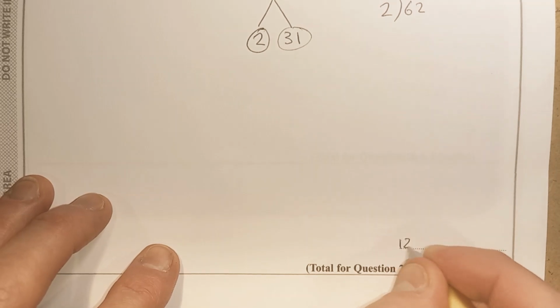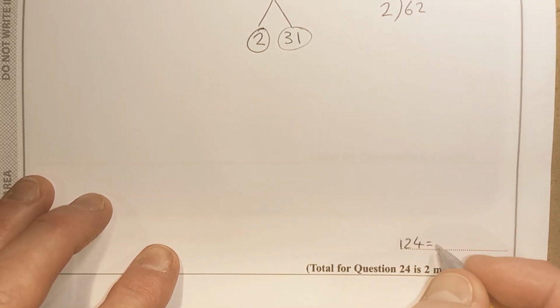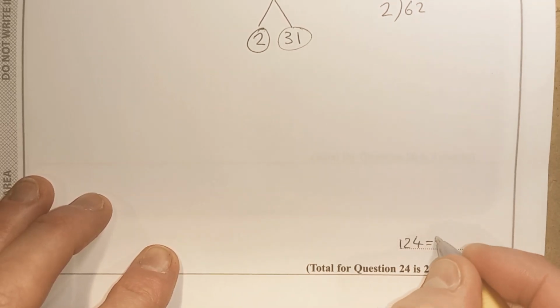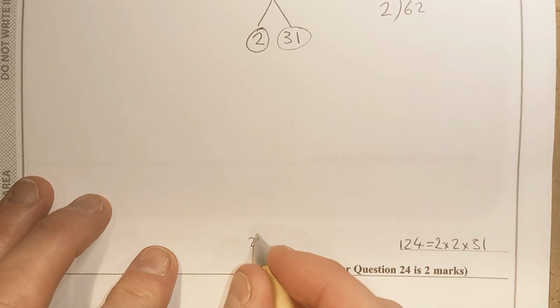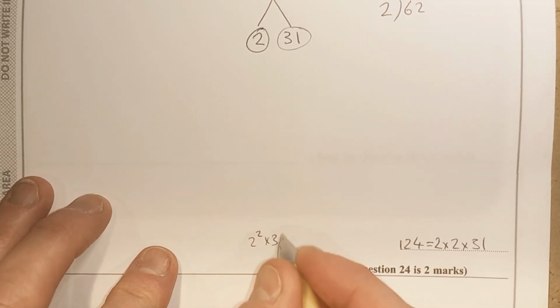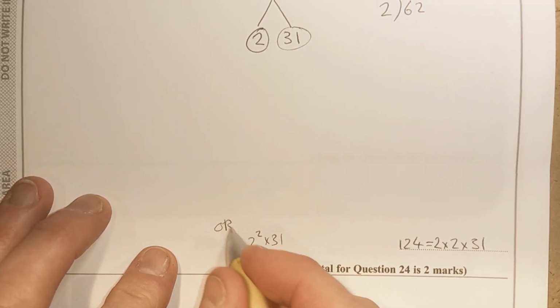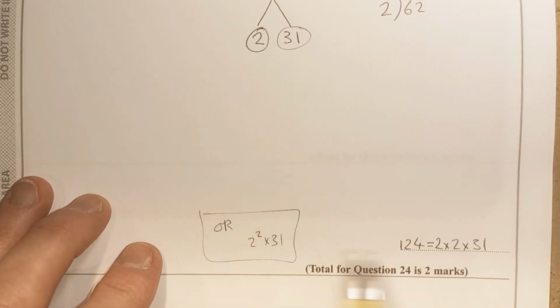So we can put 124. It wants it as a product, so multiplying them together. So it's 2 times 2 times 31. If you want, you could write it 2 squared times 31. But either way is fine.